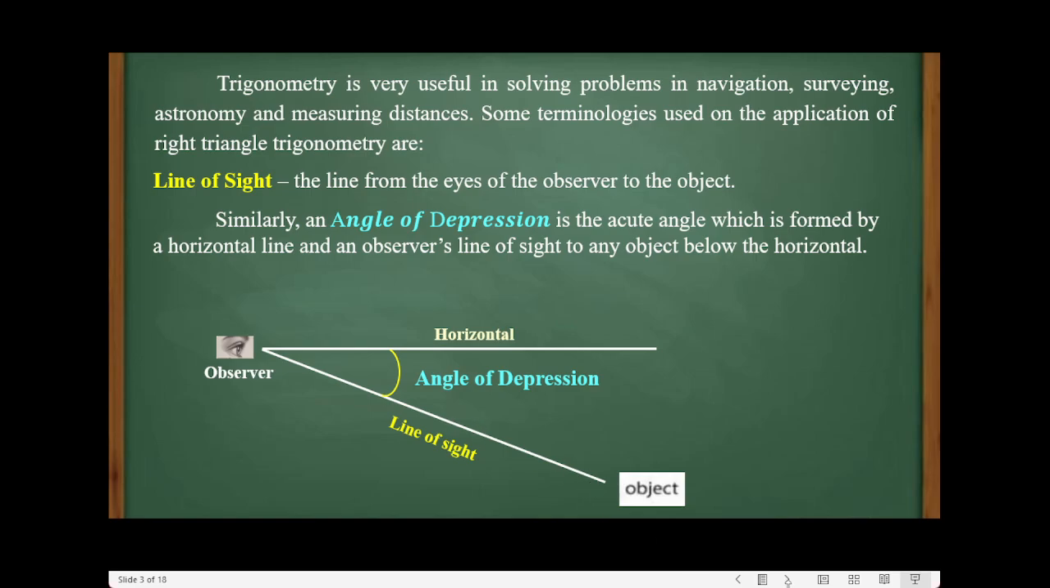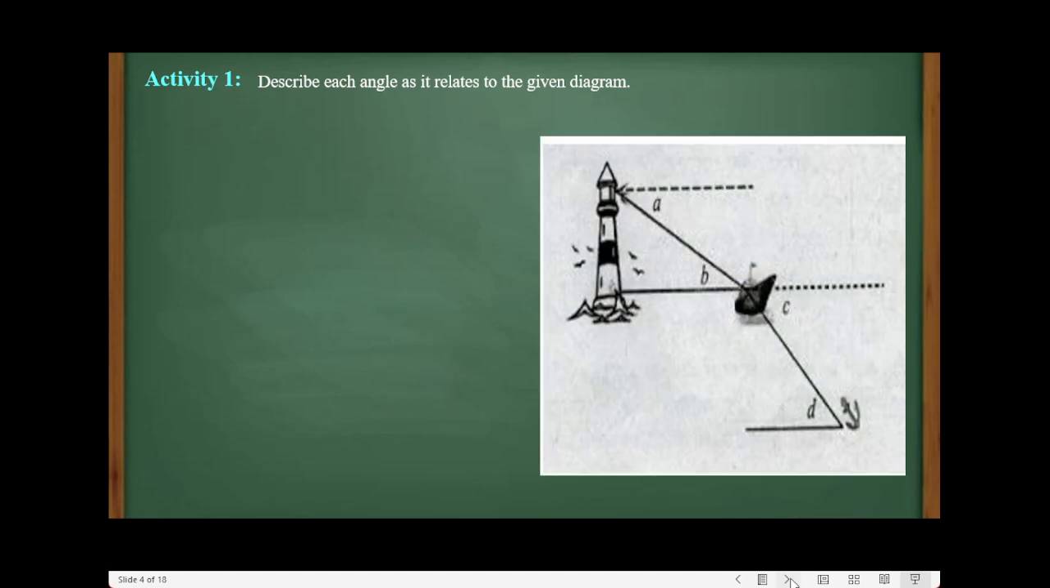At this point, let us test your comprehension regarding this topic. I'm going to present you an activity. So we go to the next slide. This is the first activity, and you are going to describe each angle as it relates to the given diagram. I'll be giving you enough time to figure out what angle is being described from this figure. What are these angles?